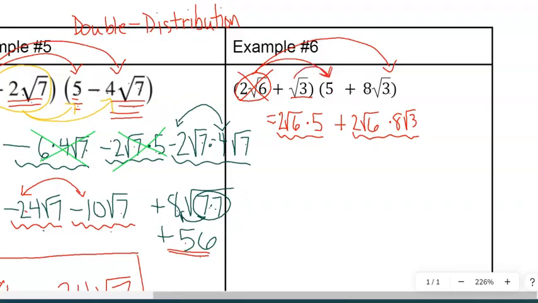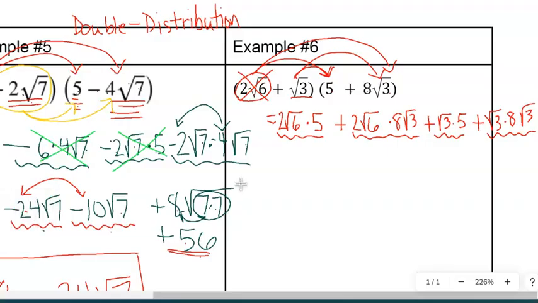Root 3 times the first term. So root 3 times 5. And then root 3 times 8 root 3. So this is a term and this is a term. Terms are separated by pluses and minuses. And when you double distribute, you should have 4 expressions that you're considering.